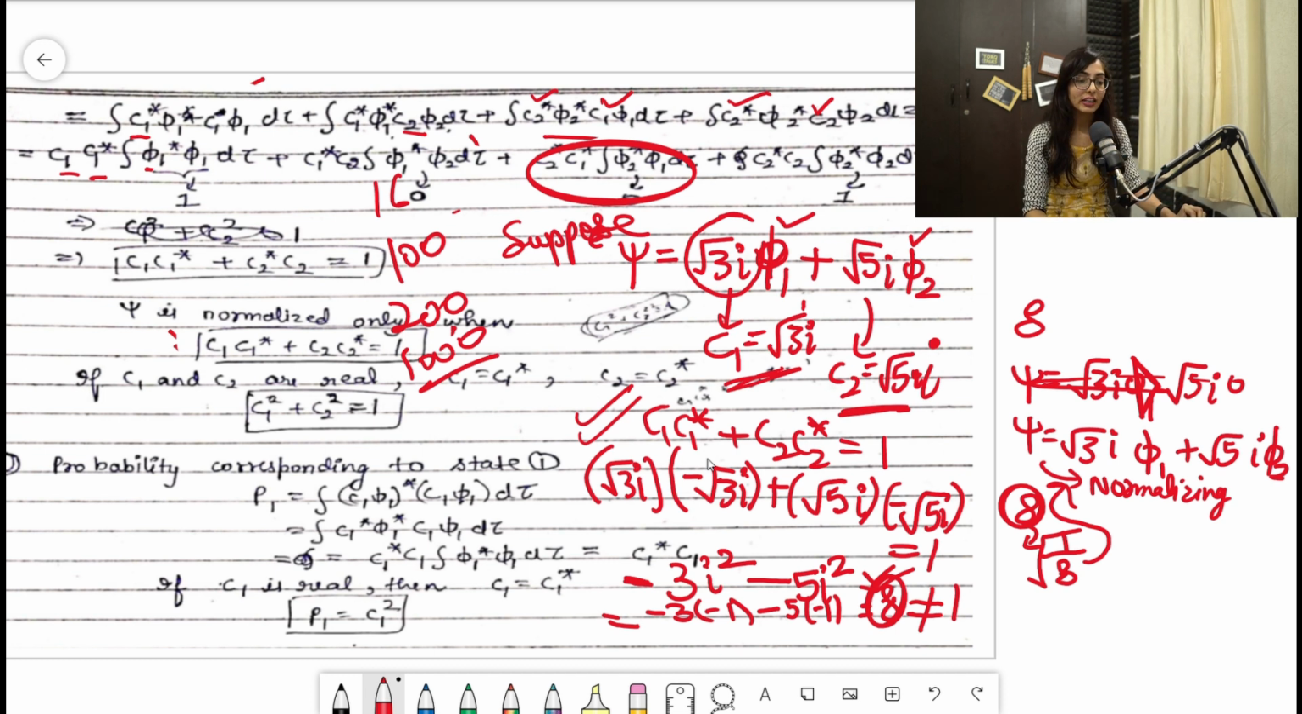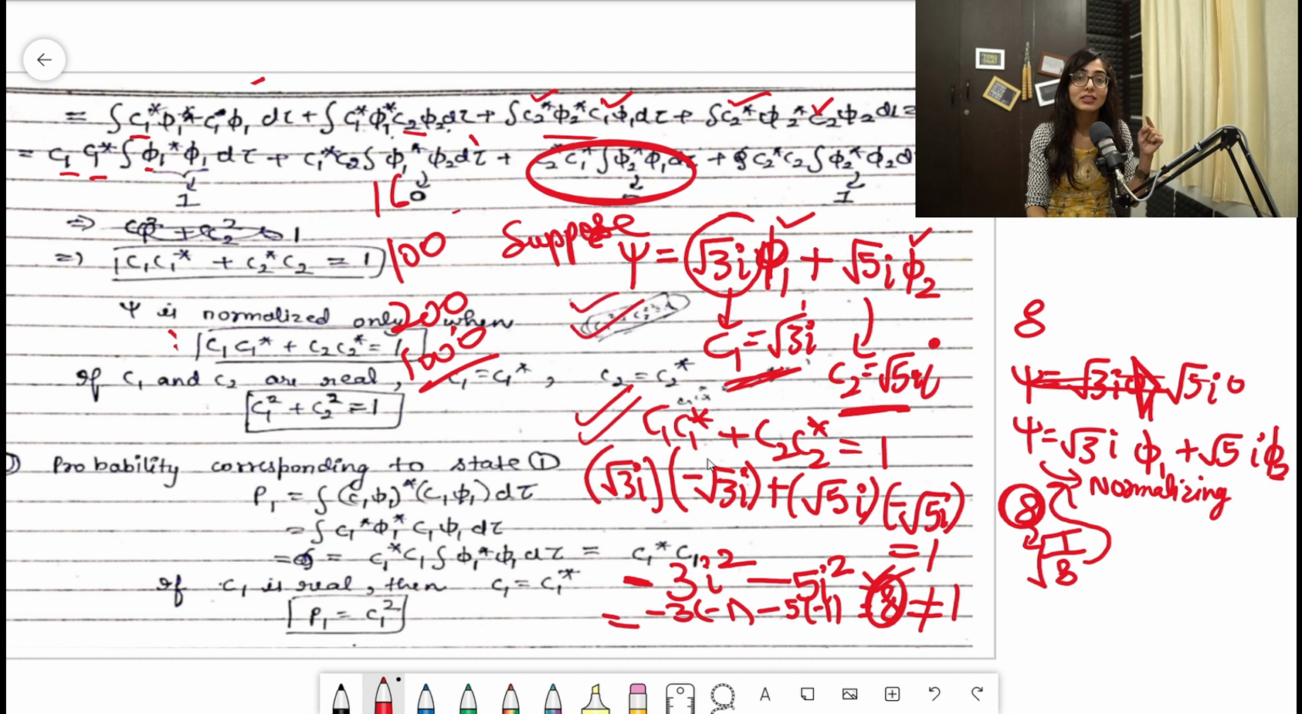If it is 1, then you will not touch the equation. That is the prime, guys. You need to do it. That's what I was warning you: for any question on the superposition principle, you are going to check whether C1 into C1 star plus C2 into C2 star is equal to 1 or not. Any question of superposition principle, this is the condition.